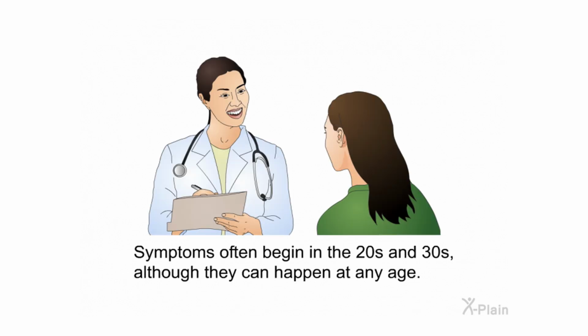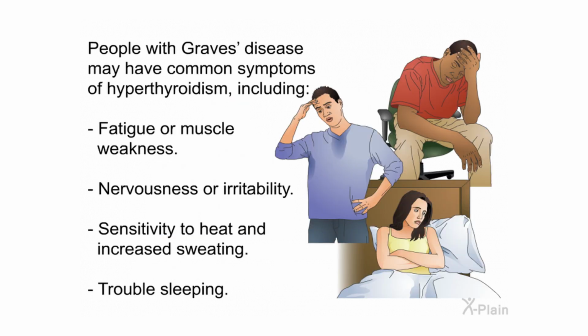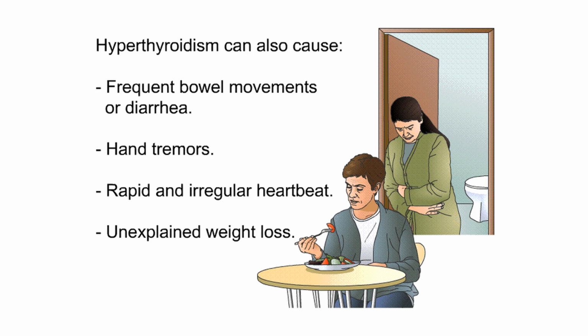Symptoms. Symptoms often begin in the 20s and 30s, although they can happen at any age. People with Graves' disease may have common symptoms of hyperthyroidism, including fatigue or muscle weakness, nervousness or irritability, sensitivity to heat and increased sweating, and trouble sleeping. Hyperthyroidism can also cause frequent bowel movements or diarrhea, hand tremors, rapid and irregular heartbeat, and unexplained weight loss.